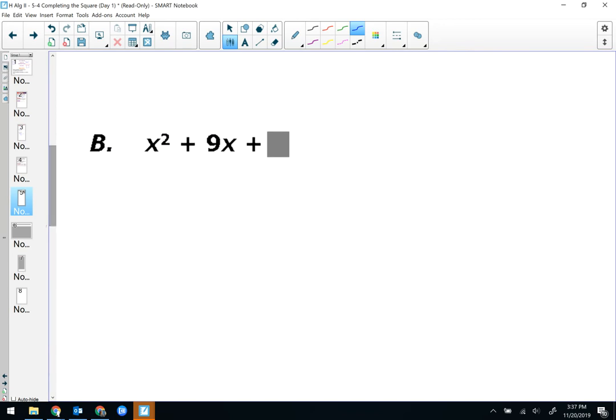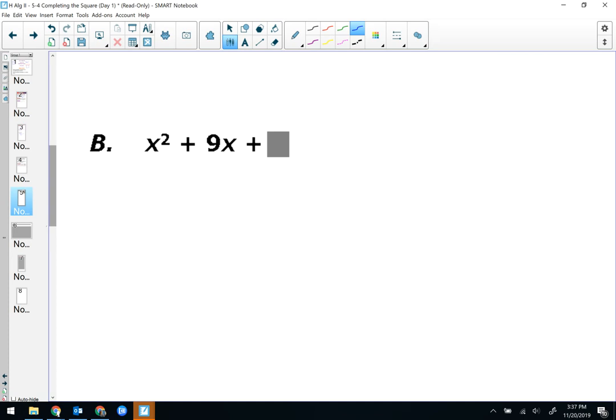Oof. What's 9 over 2? Don't say 4.5. No decimals. Ooh, that means we got to work with fractions. Are you kidding me right now? Fractions? We're not talking about whole numbers. We're talking about fractions.